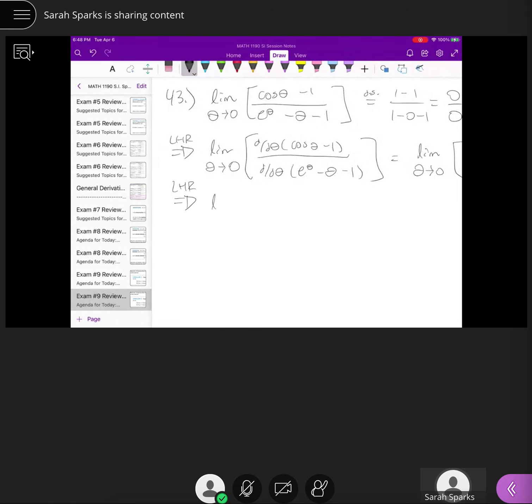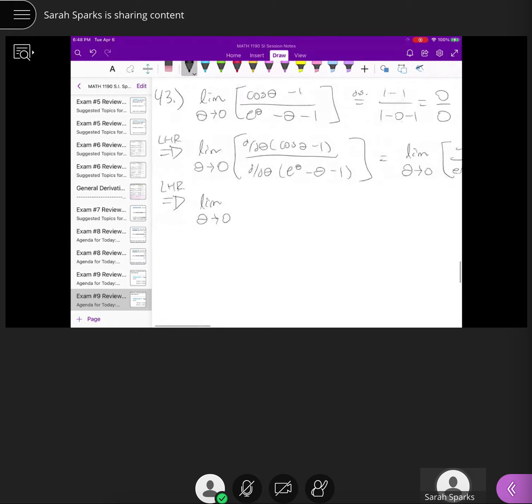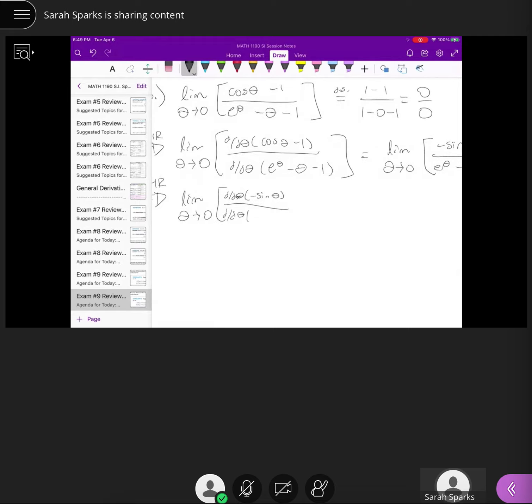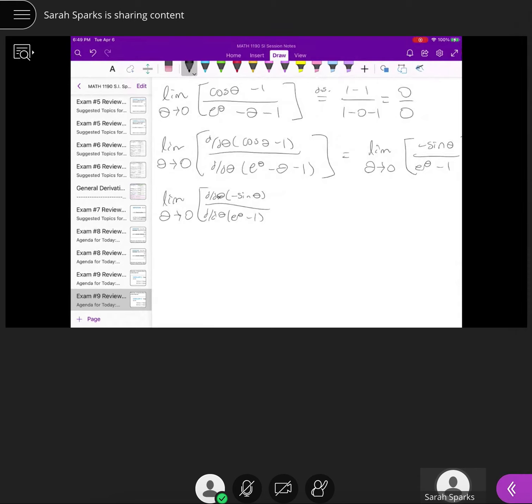Using L'Hopital's rule, we have the limit as theta goes to 0, and then we're going to have d/d theta of negative sine theta, and then d/d theta of e to the theta minus 1. Derivative of negative sine is going to be negative cosine. And then the derivative of e to the theta is e to the theta, and derivative of negative 1 is 0.